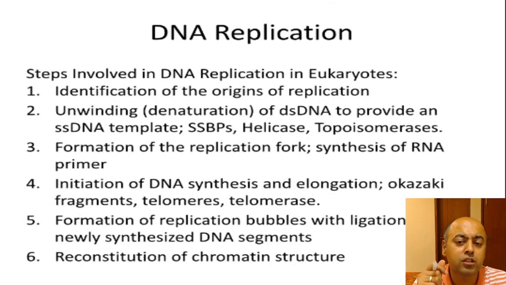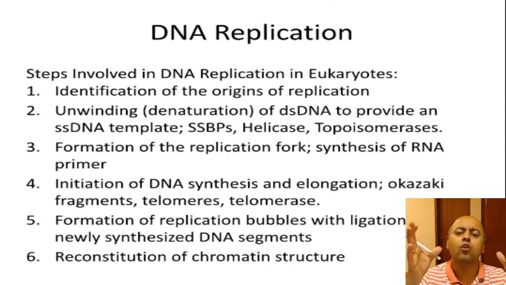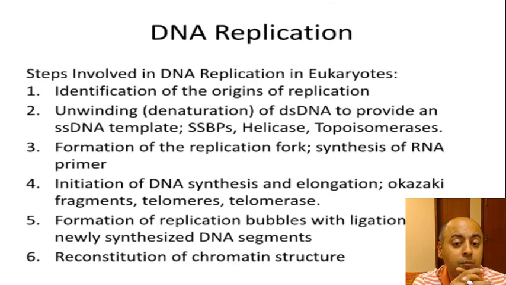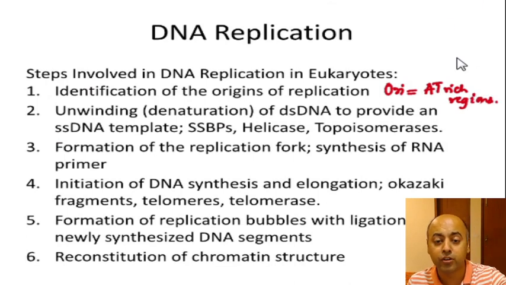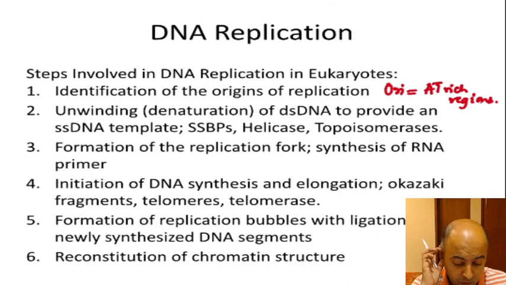First and foremost, the DNA is a very long molecule from where we are going to start the replication. So the first step is identification of the origin of replication. This origin of replication is known as ORI. ORI are AT-rich regions. In prokaryotes, the AT-rich region is only one in number, so we have a single ORI. Whereas in eukaryotes, because the DNA is much longer, a single ORI is not able to complete the process of replication. We require multiple ORI. So what is ORI? ORI is the AT-rich region.